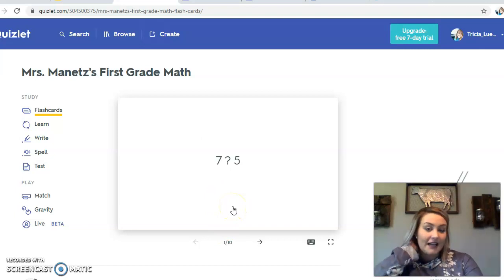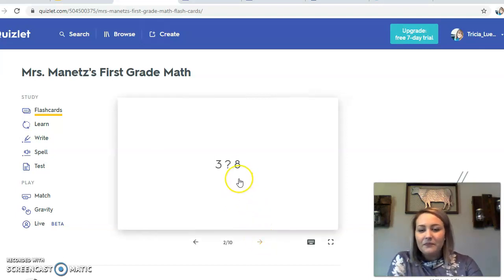I think that 7 is greater than 5. I think the alligator's mouth is going to eat the 7. Okay, let's check it. Oh, I was right. Move forward. 3 and 8.